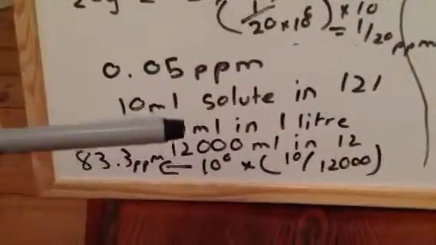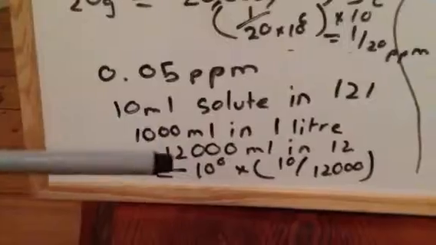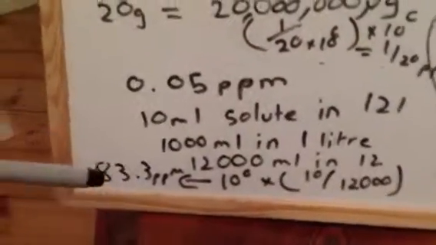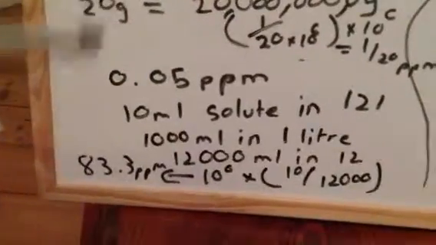Technically we need to make sure that our significant figures are the same, so we've got 2 significant figures in this, 2 significant figures for this, so technically our answer should be 83 parts per million.